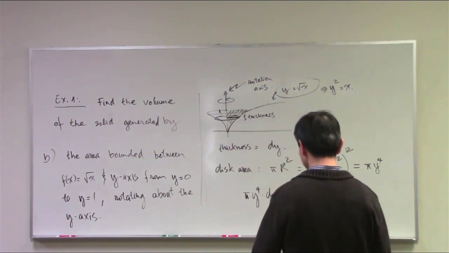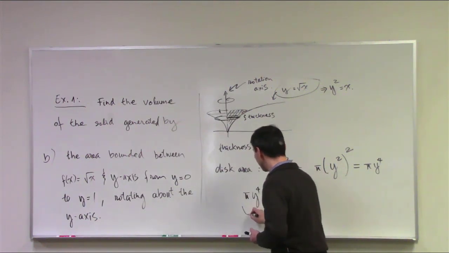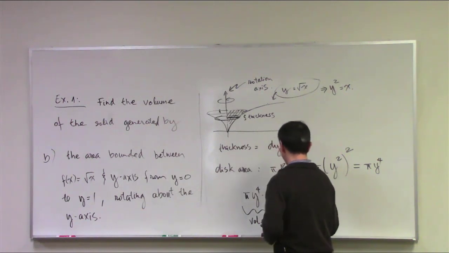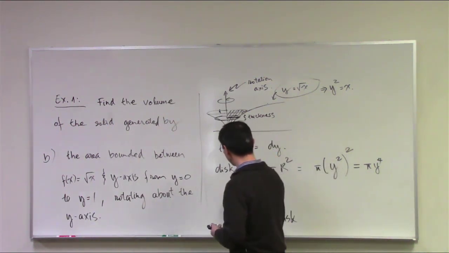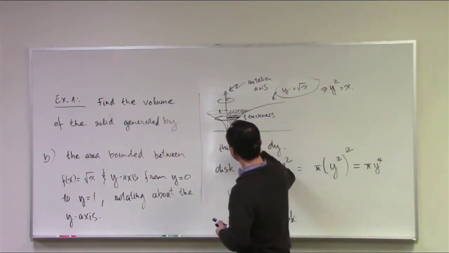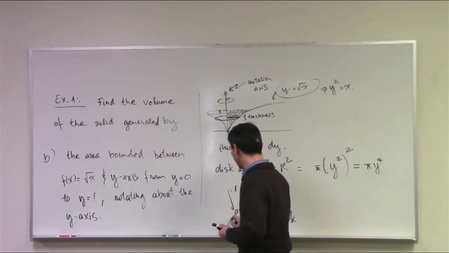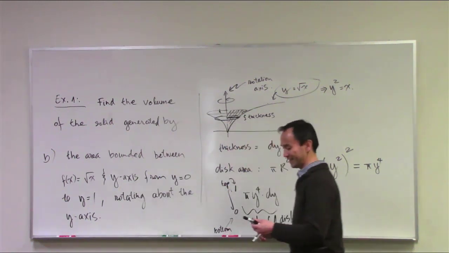So now that's the volume of one disk, right? Volume of one disk. So now we're going to accumulate all of these disk volumes from 0 to 1. But think about this, this is from bottom up, right? Bottom up right here. Bottom to top. That's how it happens.